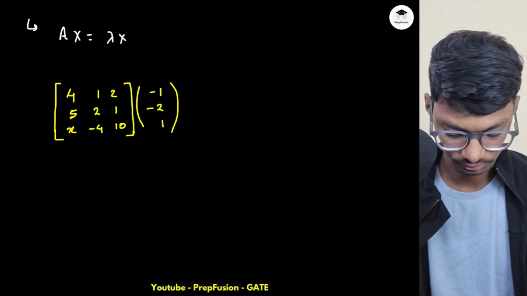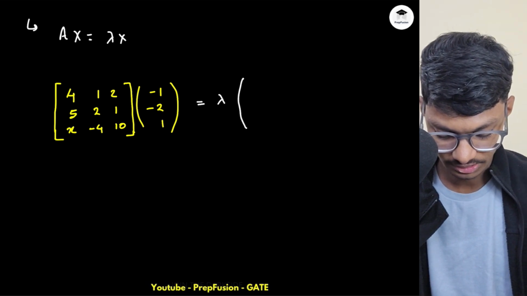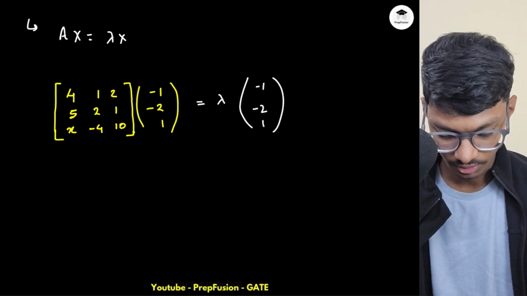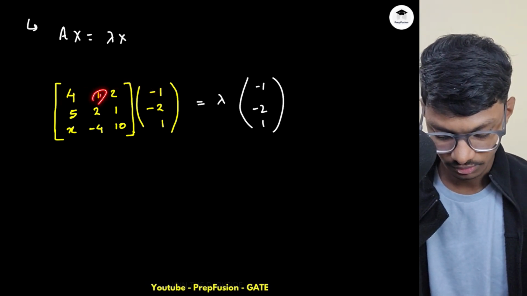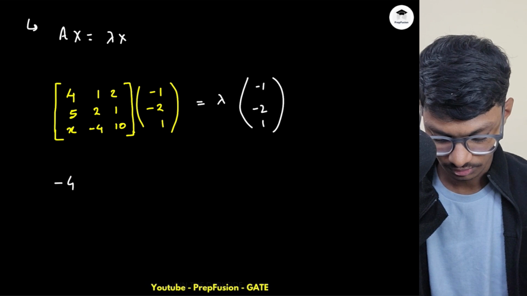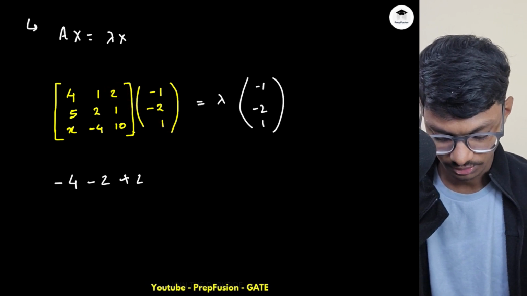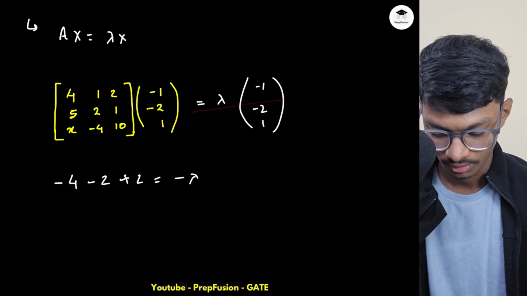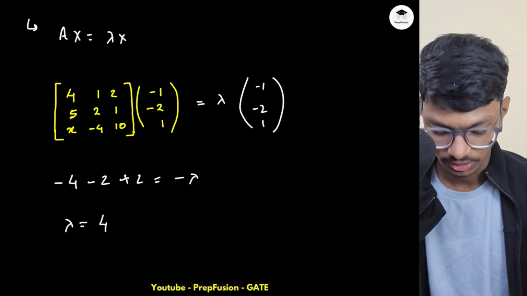Ax equals lambda x. So this is lambda, and lambda x is this itself, right? -1, -2 and 1. So this becomes 4 times -1, -4, 2 times -2, so -4, -2, 2 times -2 into 2 times 2, so this is +2, which equals minus lambda on the right-hand side of the first row. So lambda equals 4. I got lambda equals 4.